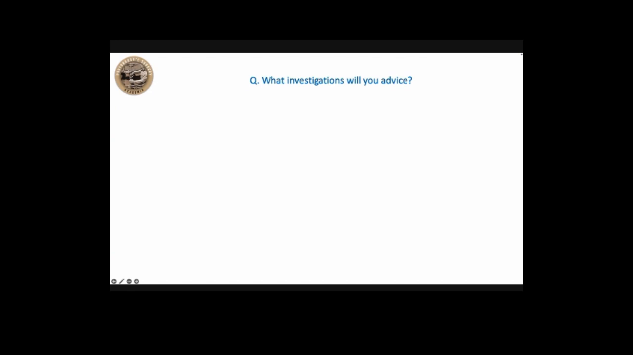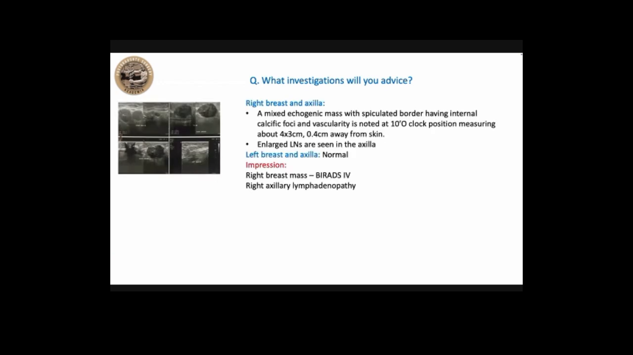Correct. Absolutely correct, sir. Okay. B for biopsy and C for cytology. That is why it is written B5A non-invasive cancer, B5B is an invasive cancer.